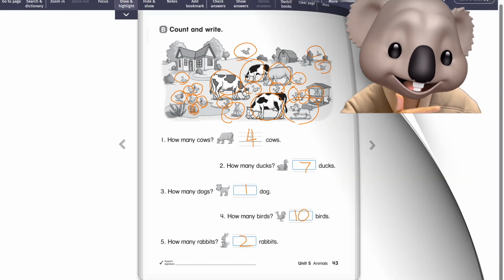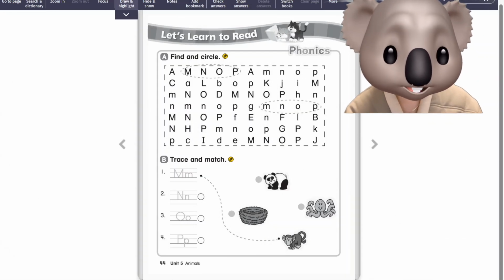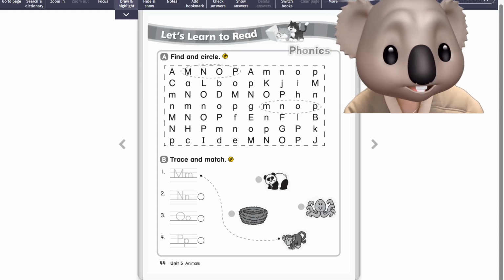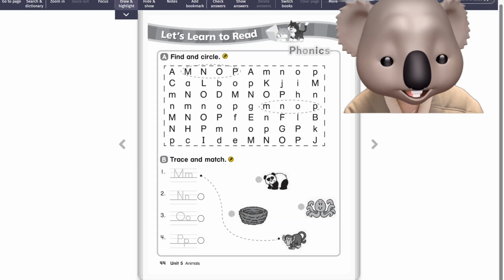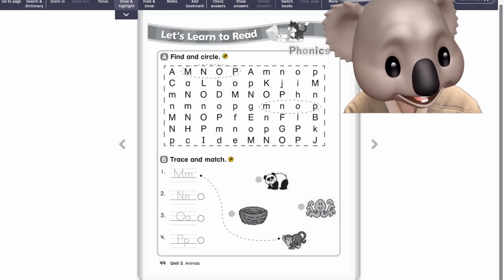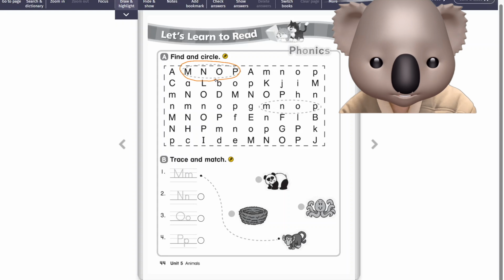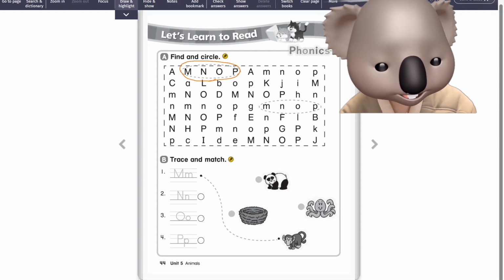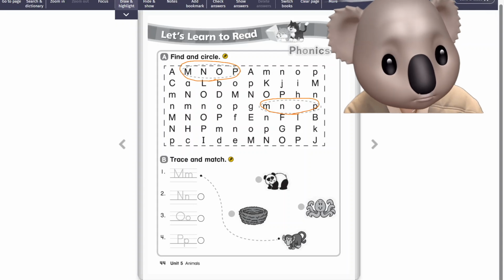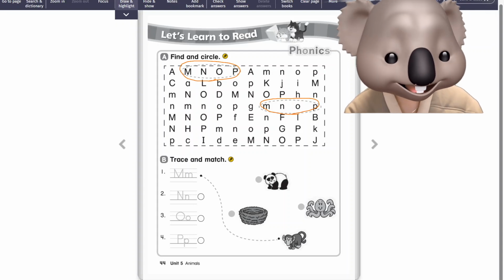Let's keep going. On page 44, we need to find and circle. We need to find all of the letters M, N, O, and P. 대문자, 소문자 상관없이 M, N, O, P 무조건 찾아야 돼요. Ready? M, N, O, P, capital letters. M, N, O, P, lowercase. 이것도 한번 해보고 let's check your answers.